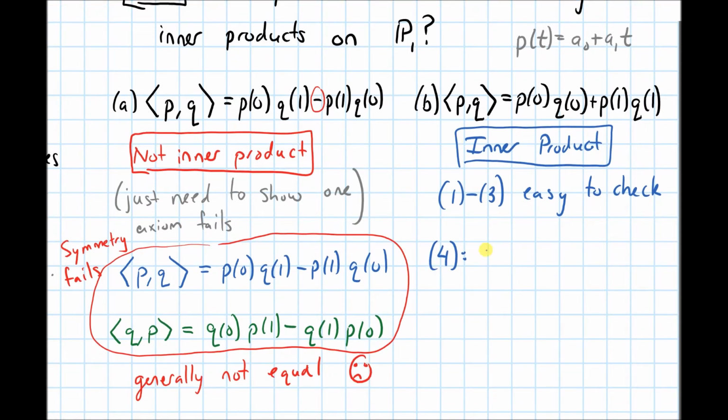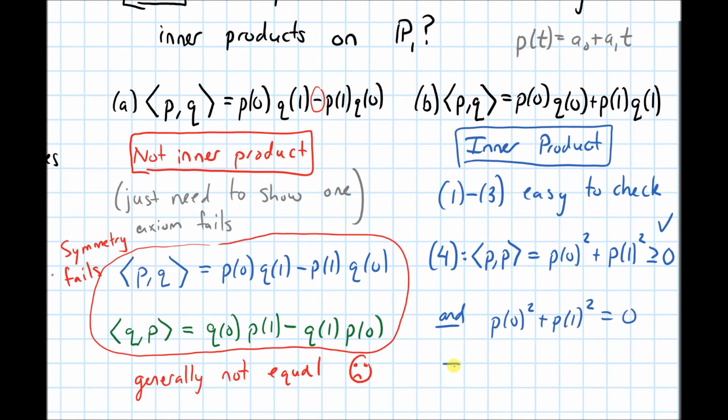For axiom 4, that says, if you take the inner product of something and itself, what would we get? If we had P and then P, we'd get P of 0 squared plus P of 1 squared. If we take the sum of two squares, that's definitely greater than or equal to 0. That part holds. But the other part is, what happens if this whole thing equals 0? If P of 0 squared plus P of 1 squared equaled 0, the only way for that to be true is if both of these terms, the P of 0 and the P of 1, equaled 0.